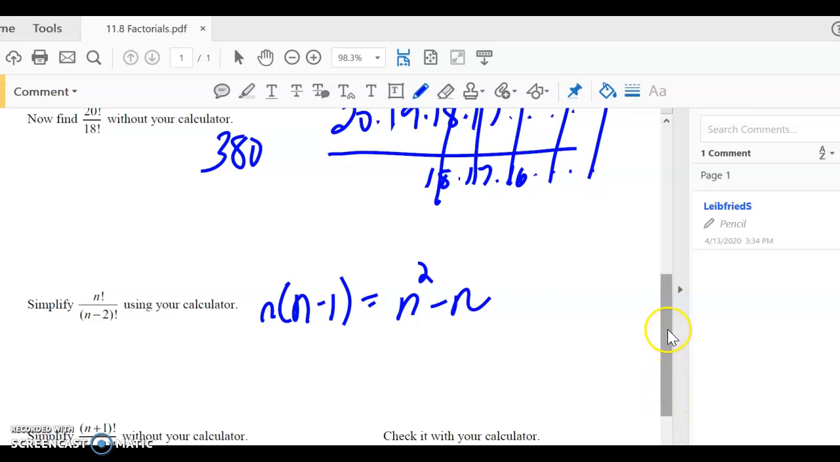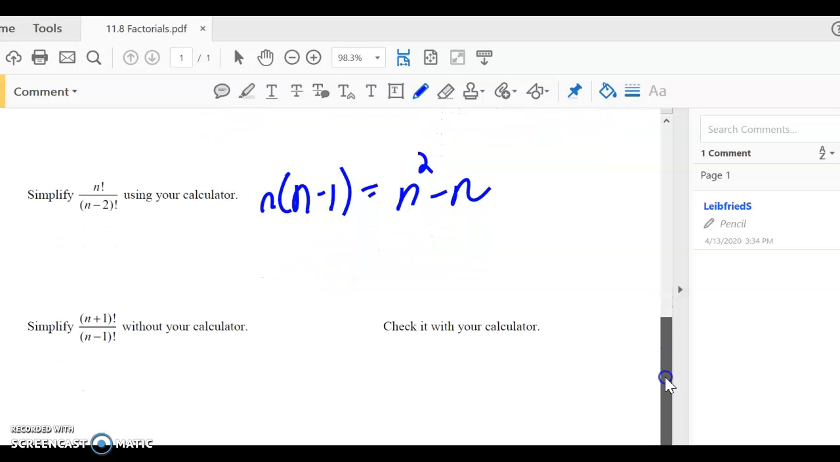So n is just a number, and it has to be a whole number. But how would you use that idea to figure out what n plus 1 factorial over n minus 1 factorial would be without using your calculator? See if you can show some work and figure it out. Pause the video and see if you can actually get this answer.